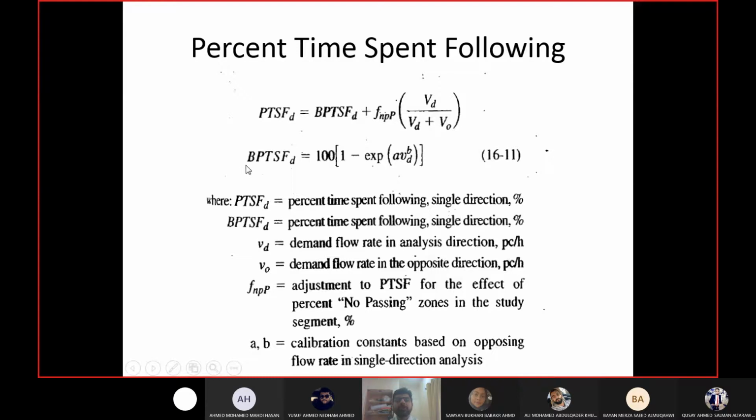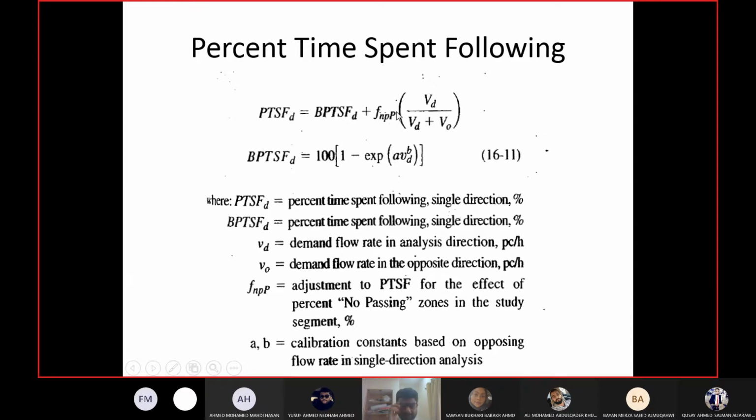Okay, so you need BPTSF. This is e to the power, the exponent. VD means the flow rate of the direction in which you are calculating the level of service, and V naught means the flow rate for the opposite direction. A and B are constants. I will show you in a table later on. They will be taken from a table. FNP is the factor for no passing zone.